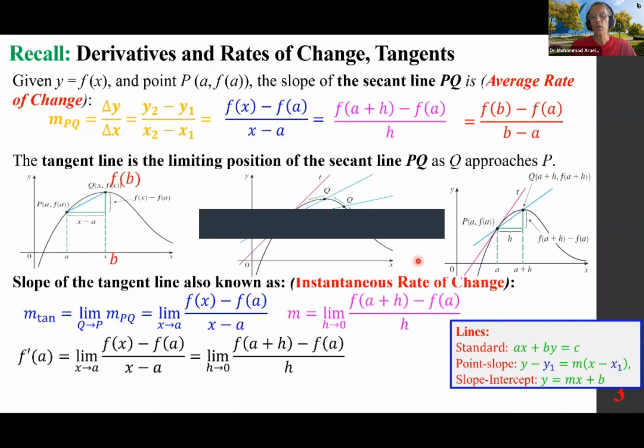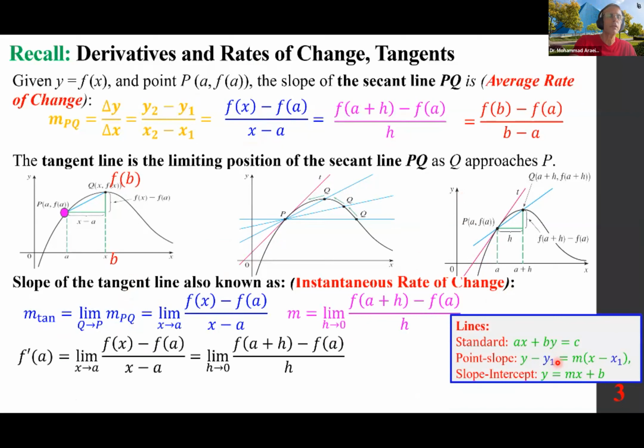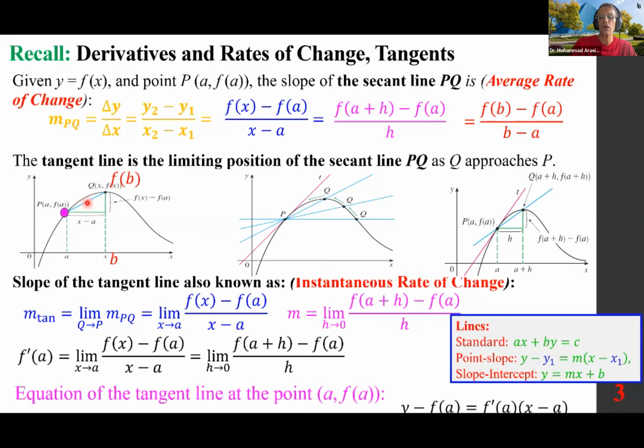Now, we want to come up with the equation of a line. There are 3 different methods. And if we use this pair, the equation of a tangent line becomes y minus f of a equals f prime of a times x minus a. And as I mentioned, you don't have to memorize. You just stick with point slope: y minus y1 equals m times x minus x1. That would be the best course of action.